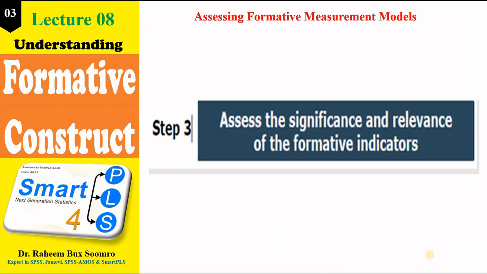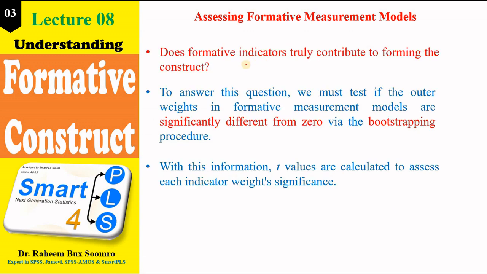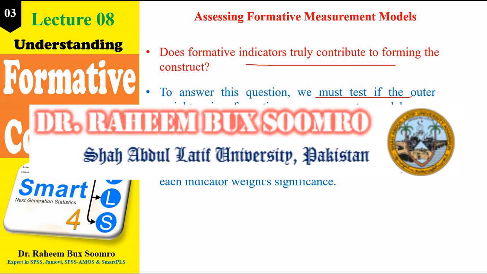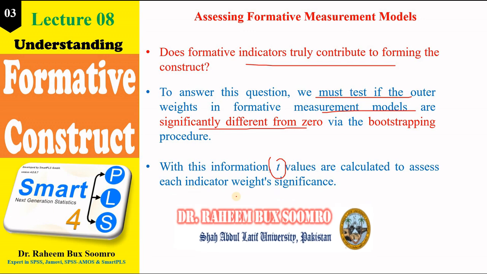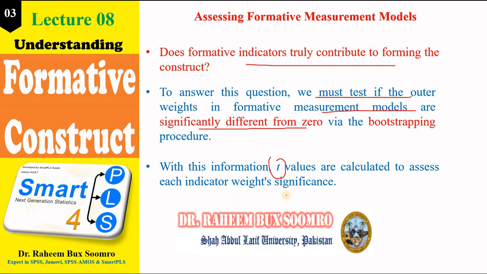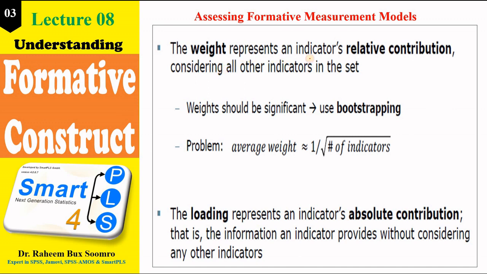Assess the significance and the relevance of the formative indicators. Does the formative indicator truly contribute to forming the construct? To answer this question, we must test whether the outer weights in the formative measurement model are significantly different from zero using the bootstrapping procedure. With this information, t values are calculated to assess each indicator's weight and the weight significance. The weight represents the indicator's relative contribution, considering all the indicators in the set. So weights should be significant through bootstrapping.